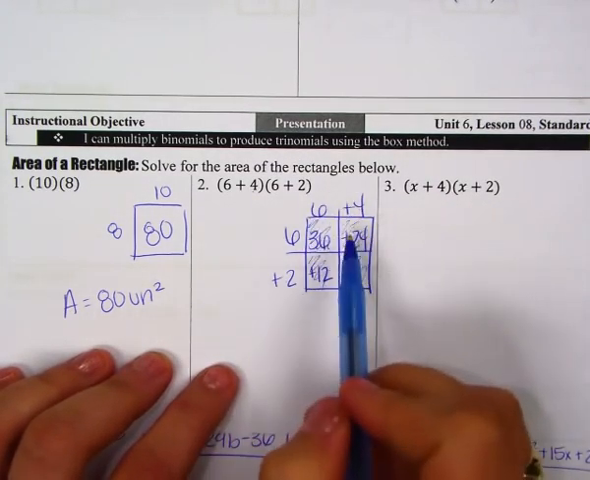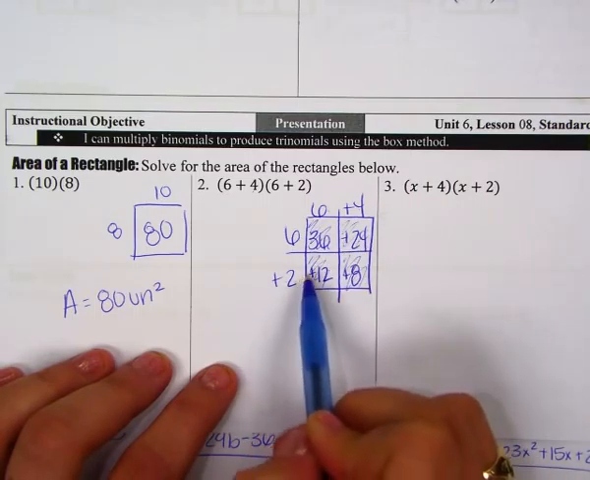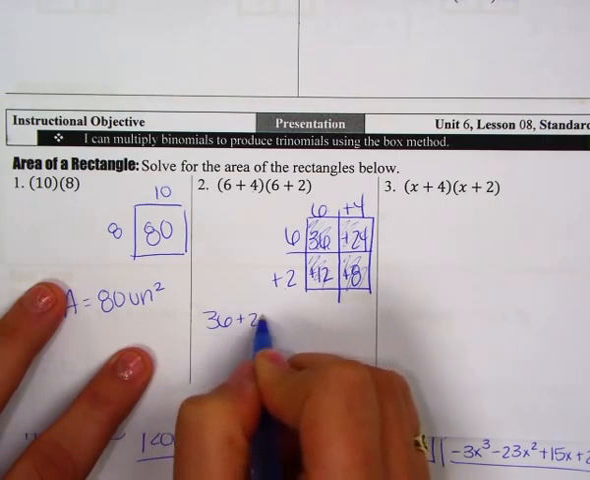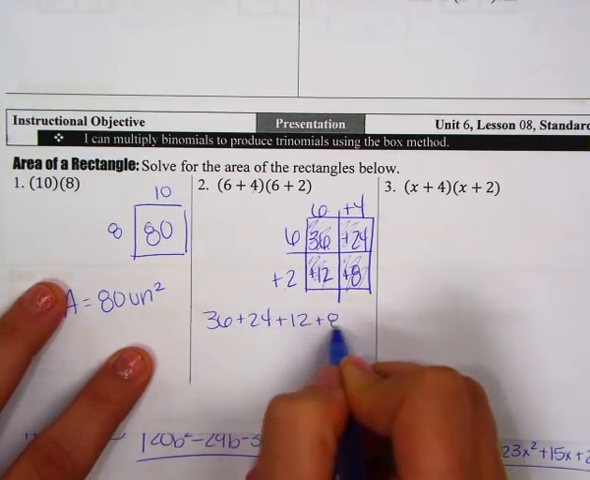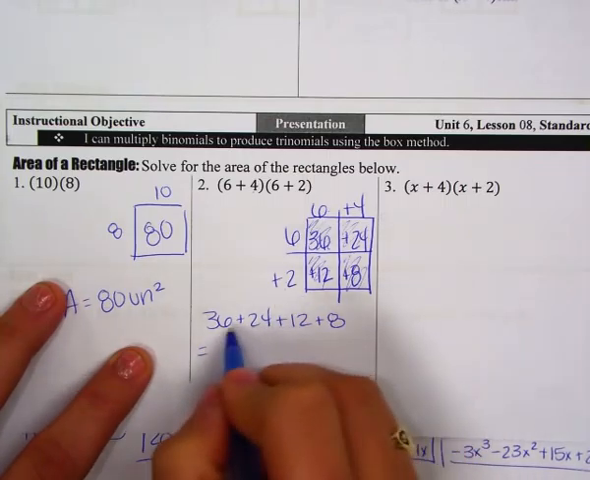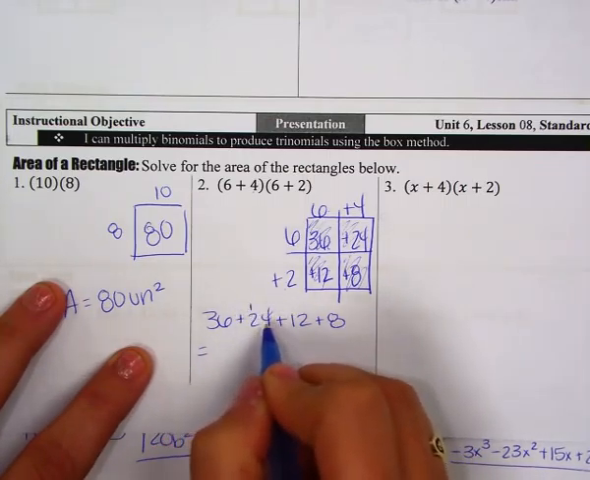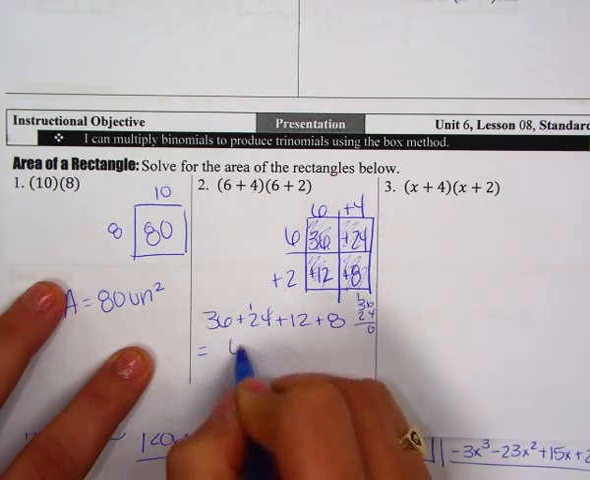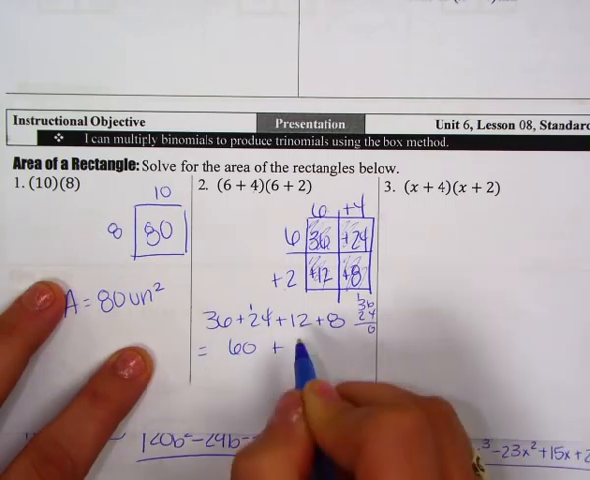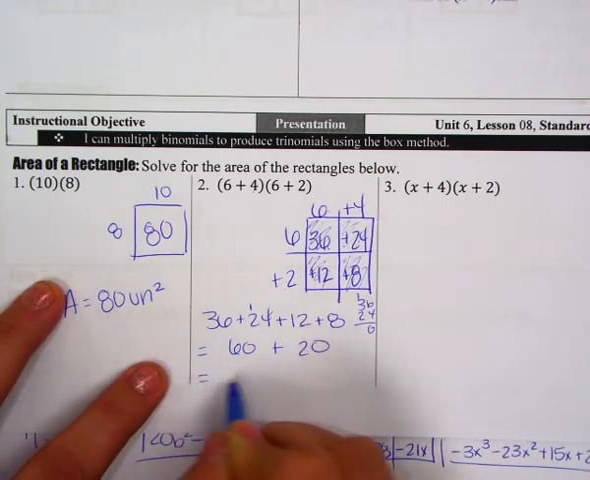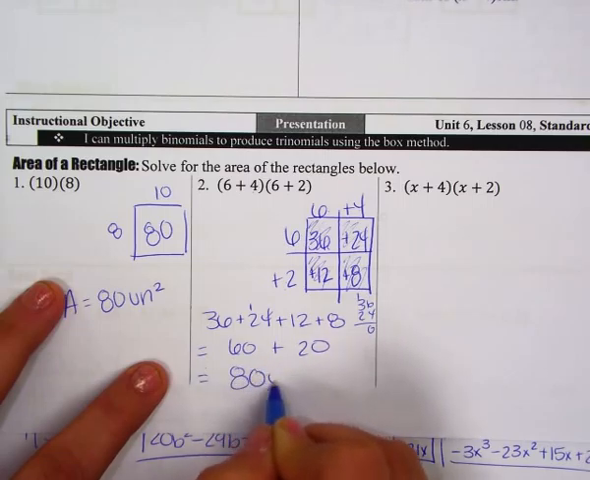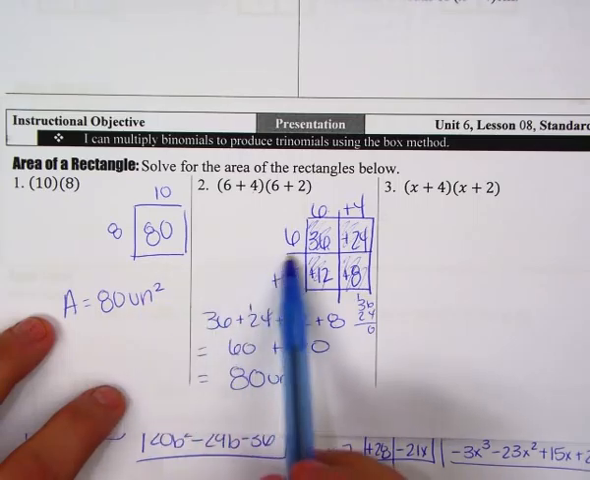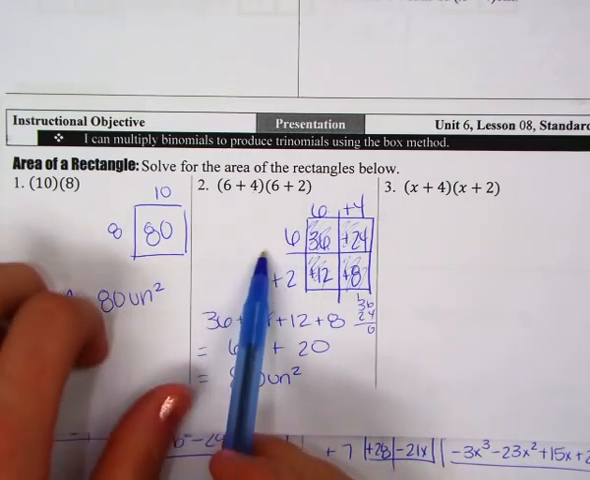So the area of this whole thing should be this box, plus this box, plus this box, plus this box. Let's go ahead and add that up. 36 plus 24, I'll come to the side and do some scratch work, is 60. 60 plus 12 plus 8, which is 20, and 60 plus 20 is 80 units squared. So as you see, it ends up equaling the same thing. It just broke it down into 4 different parts, 4 different boxes.